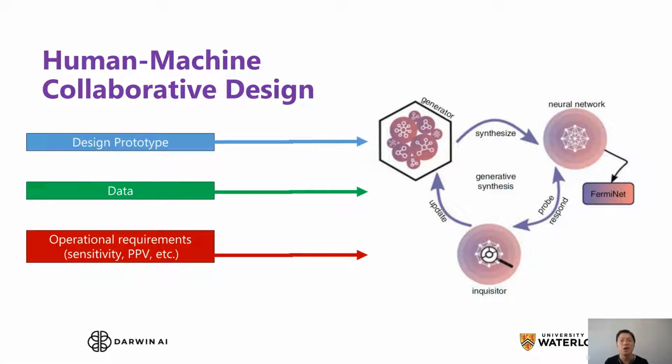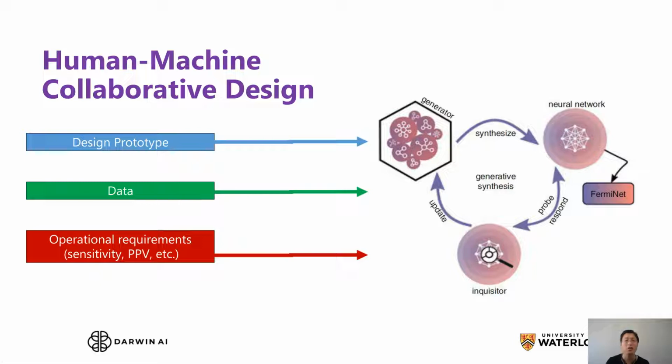So from a clinical perspective, what's important to us here is we would like the machine to explore different options and find me the optimal model that gives me the best sensitivity, the best positive predictive value, the best specificity, and so on and so forth.